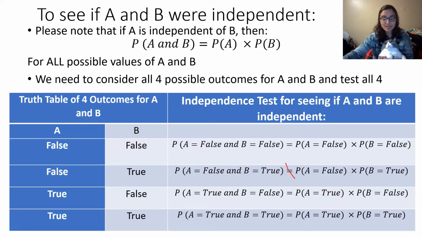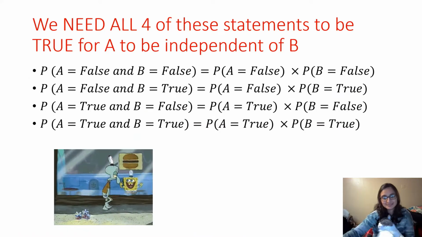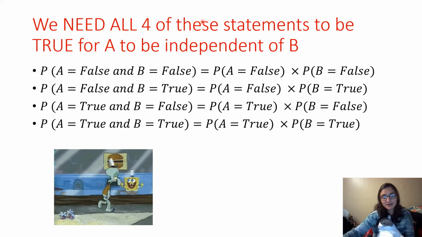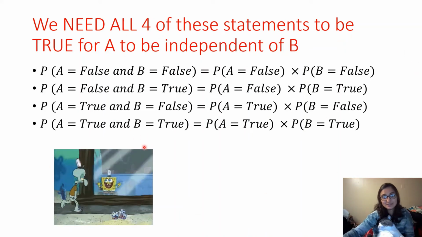So we have to test all of them, and that's what I meant, that sometimes you can be spared from testing all of them. Or maybe all of these are true until you get to the last one, and then you find that they're not independent anyway, but you had to do all the math. So it is what it is. But again, all four of these need to be true.